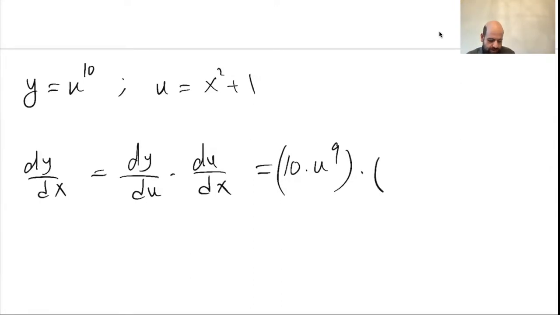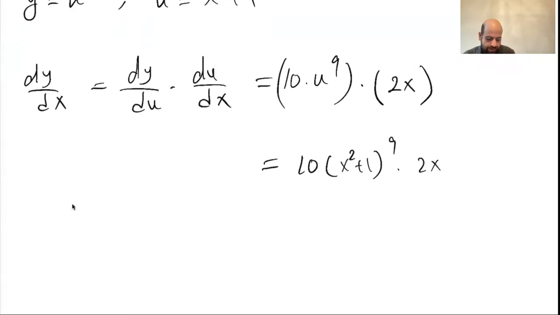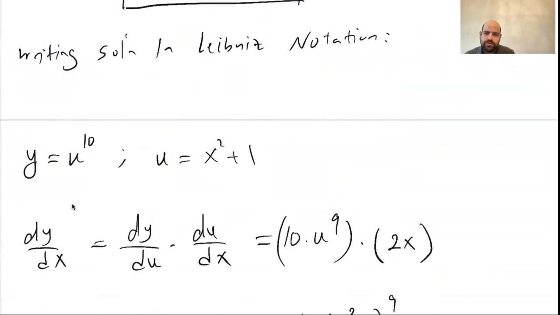Derivative of u with respect to x will be 2x. So that's it. And then 10 times u to power 9 times 2x, if you want your final answer in terms of x, because you want to find the derivative of y with respect to x. And so we want to look at y as a function of x, right? So it makes sense that we want our final answer to be also in terms of x. So I can replace u with x squared plus 1, then to power 9 times 2x. And then the answer will be 20x times x squared plus 1 to power 9, which is the same as the previous answer.